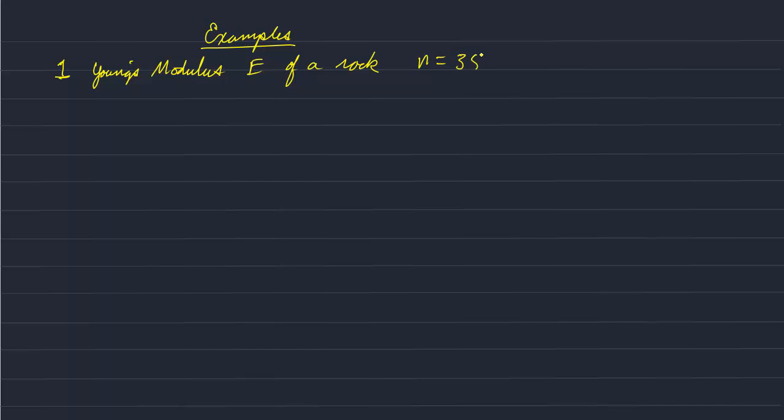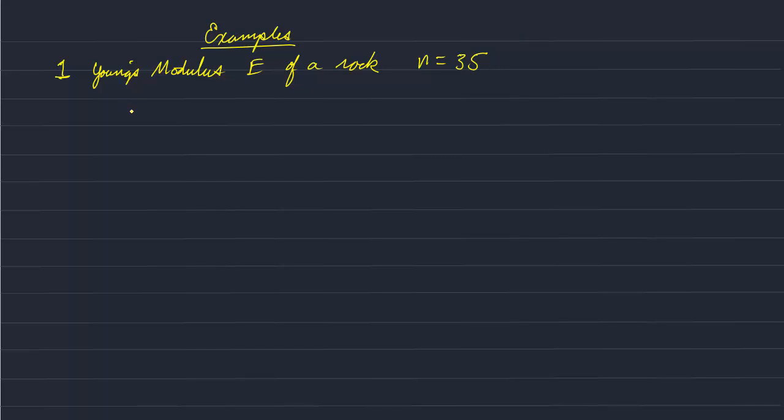So let's look at a couple of examples in which we estimate the mean of a population. In our first example, let's say we're estimating the Young's modulus of our rock. This is our elastic modulus. And say we make n equals 35 measurements on 35 samples of this rock outcrop.